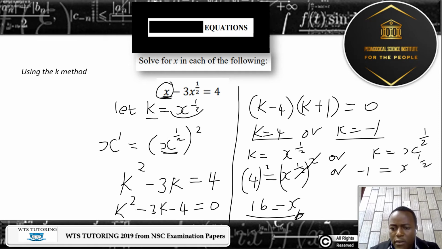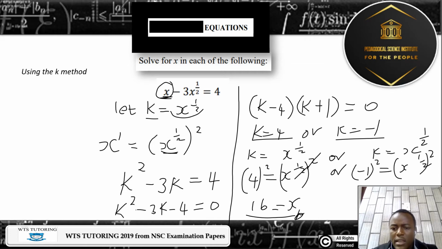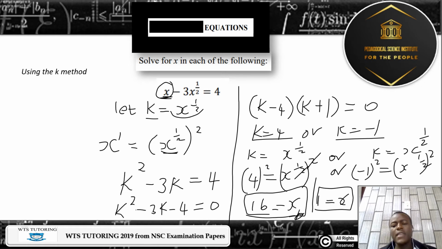So this is 1 over 2 precisely. If I square this side and I also square this side, then I'll have, sorry about this, 1 is equal to x. So this will be my final answer. x is equal to 16, x is equal to 1.